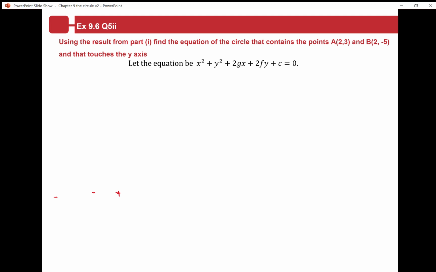Okay, so again, in any type of question where we want to solve for g, f, and c, or find the equation of the circle, we let our equation of the circle be x squared plus y squared plus 2gx plus 2fy plus c equals 0. From here, we want to solve for g, f, and c. To do this, we need to use the information that we're given to set up 3 simultaneous equations and solve for them.